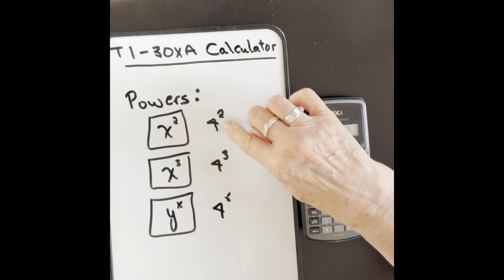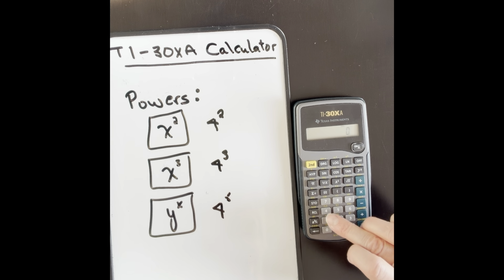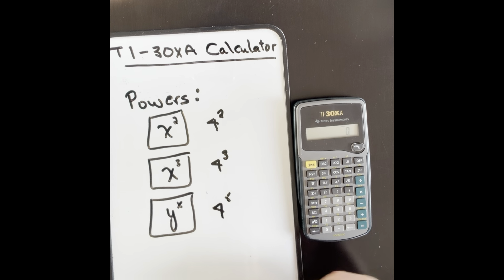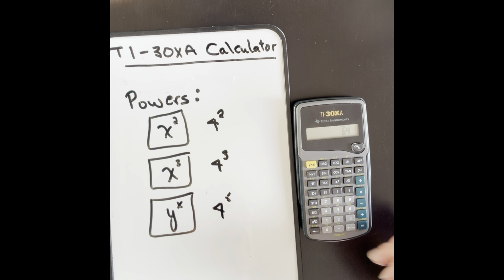When it's just 4 squared, I can use this key. So you enter your base first and then just press x squared. It's 16. If I want to cube the 4, I can again enter the base of 4, and then the x cubed is the second function of 1. So second function 1 is 64. So 4 cubed is 64.